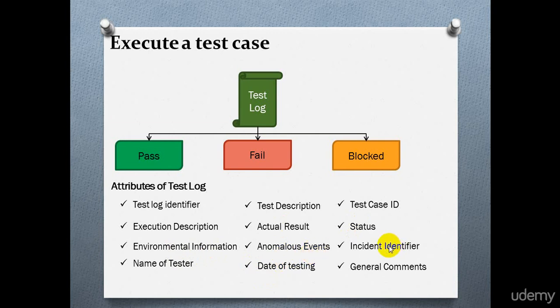Incident identifier. An incident identifier is used to identify the defect that occurs when a test case fails. Incidents can be defects in code, defects in test data, or defects in test documents, or there can be errors in the way the test case is executed. Name of the tester, the name of the person who executed the test cases. Date of testing, the date of testing by a user. General comments, these comments are about the execution of a test case.